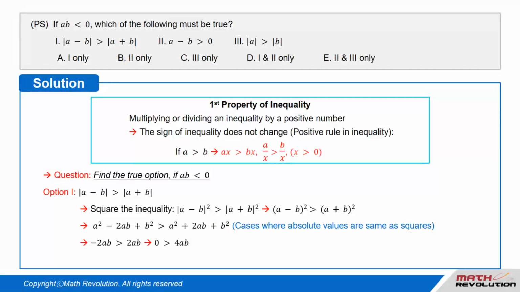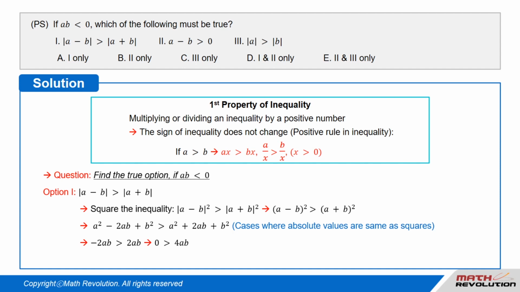Option 1. Absolute value of a minus b is greater than absolute value of a plus b. Using cases where absolute values are the same as squares, we can square the inequality: absolute value of a minus b is greater than absolute value of a plus b. Absolute value of a minus b squared is greater than absolute value of a plus b squared. Or a minus b whole squared is greater than a plus b whole squared.